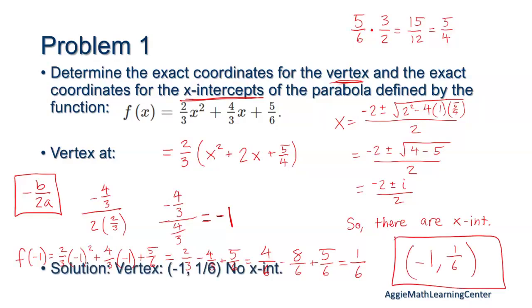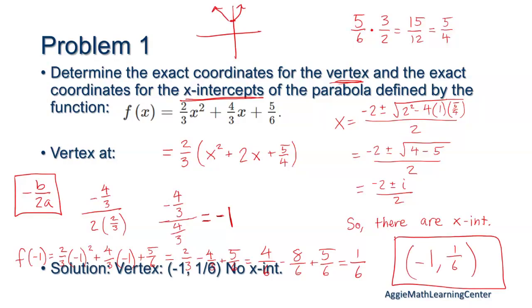Okay, and then we kind of covered the solution, but that would be the solution for the vertex, and then there are no x-intercepts. And if you want to think about this parabola, if you're shifting it up, then 5/6 is your y-intercept, right? So on your graph, it doesn't start until 5/6, and it goes up, straight up. And so there's not going to be any x-intercepts because it doesn't touch the x-axis at all, okay?